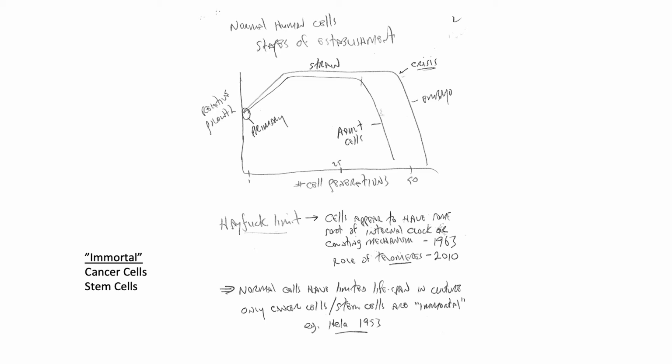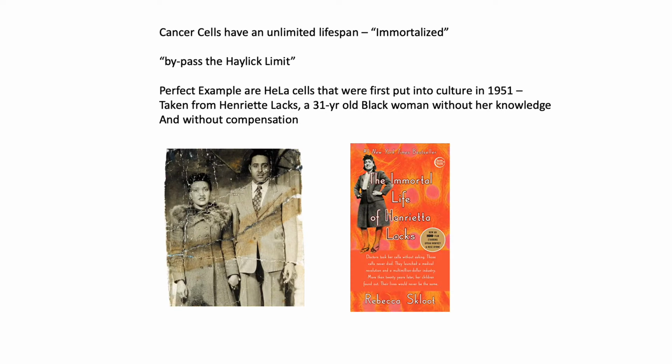So HeLa cells are widely used. They've been grown in culture since 1953. Let me just give you a little background on the origin of these cells. So HeLa cells, again, were first put into culture. Here it says 1951, so that's accurate. They're immortalized. They grow forever. And HeLa cells are classic. There's a story behind the HeLa cells, which is quite unfortunate. And that is they were taken from a woman, Henrietta Lacks.